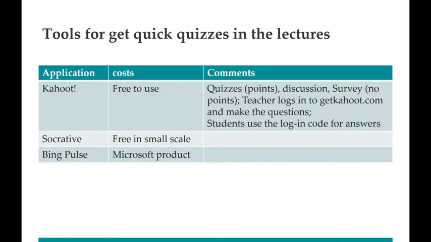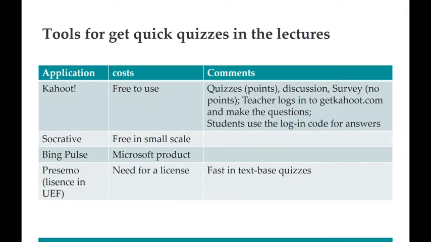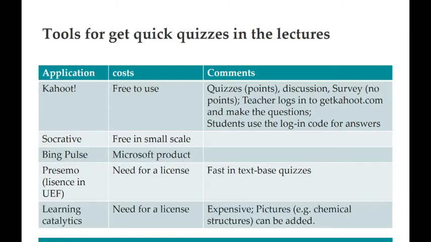But then there's also Poll Everywhere from Microsoft, and some that are non-free. In our institute, we are using Presemo. It's very fast for text-based quizzes. For example, I can have a text wall first and ask what are the most probable or most difficult parts in this course or this week's content, and then just cut and paste and have a very fast text-based vote on what your expectations are. Or some of my colleagues are using Learning Catalytics, which is pretty expensive. But the good point is that they can insert chemical structures and pictures in these votes, because it might be difficult to get the idea of a chemical structure by just words.